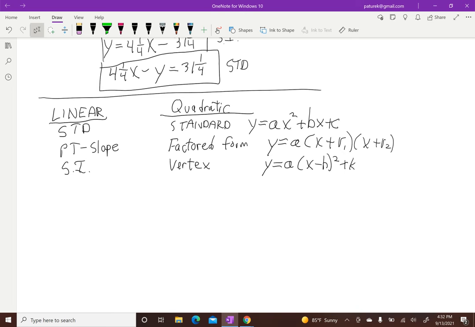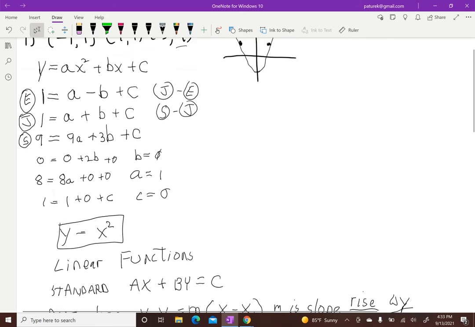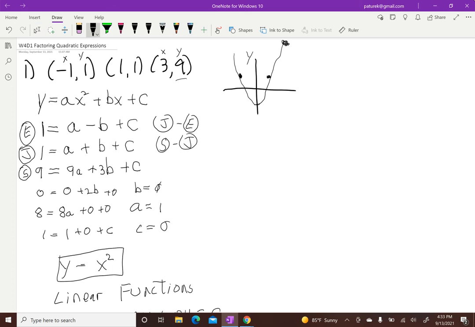I gave an example in class of here's 3 points, negative 1, 1, 1, 1, 3, 9. Work out the equation of the parabola, of the quadratic model that fits through those 3 points. And what I first did was a little sketch. And as soon as I sketched the first 2 dots, I established that the axis of symmetry has to be the y-axis, because when x is equal to -1, y is equal to 1. When x is equal to +1, y is equal to 1.